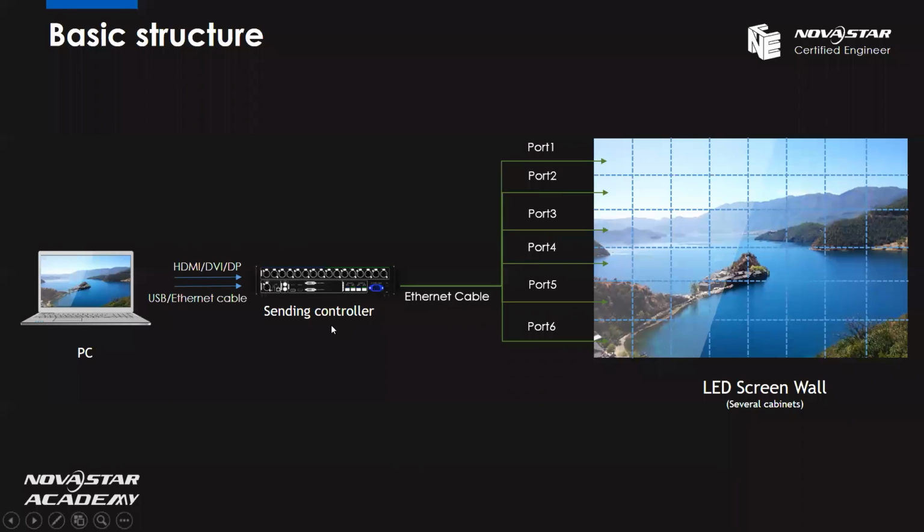So the sending controller can send this video signal to the receiving cards, which are on the LED display. Regarding the end of an LED display, it is composed of many LED cabinets. So this is the most basic structure of the LED control system. But there is another situation.